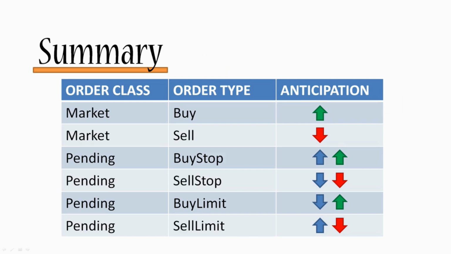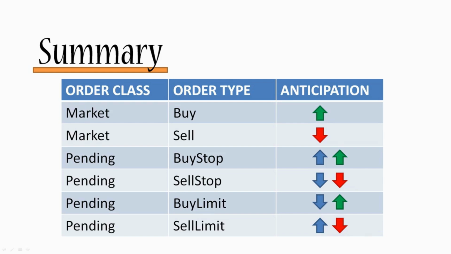The first two are the market orders, the buy and the sell. We would enter into a buy when we anticipate an upward movement, and into a sell when we anticipate a downward trend. Then for pending orders, we would open a buy stop order when we think the market will go up and then continue going up. So we want to check this condition that the market will cross some sort of resistance line, and if that happens, only then do we want our buy stop order to become a buy order.